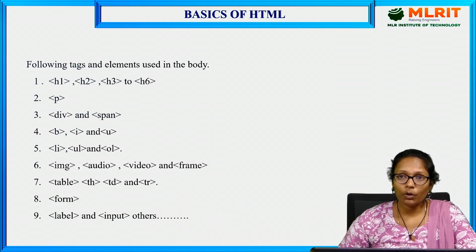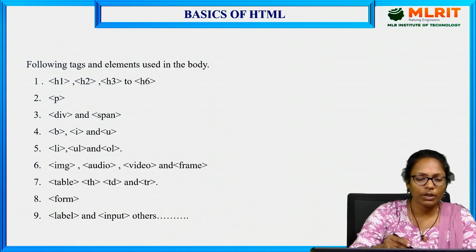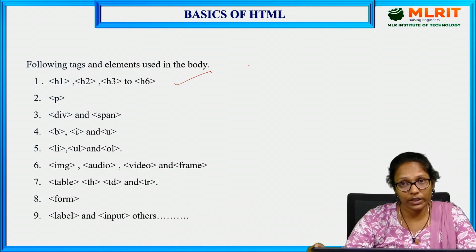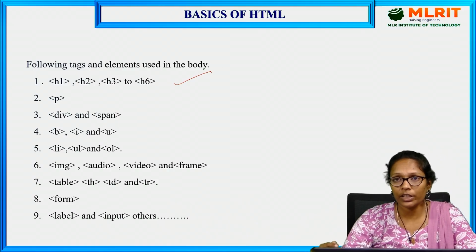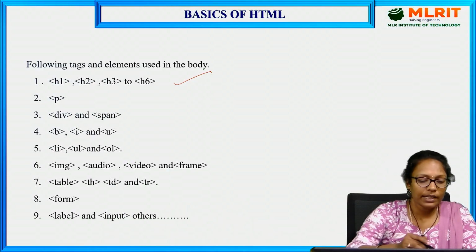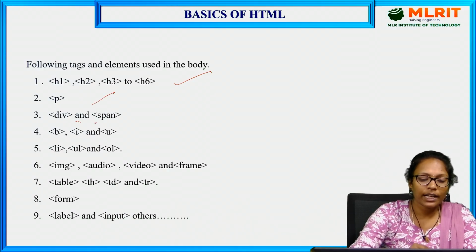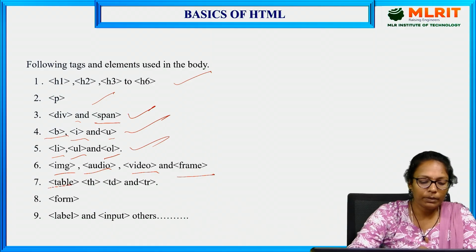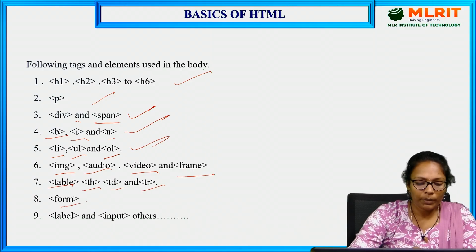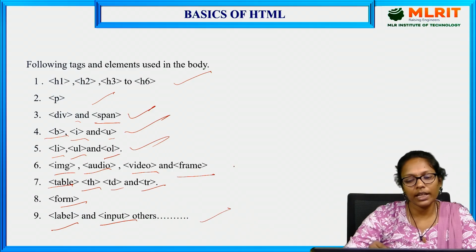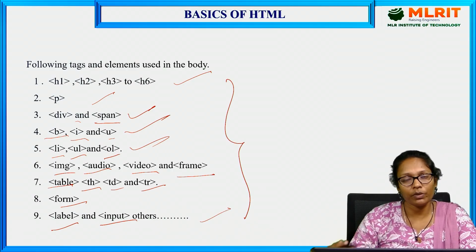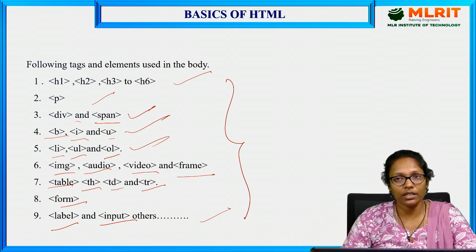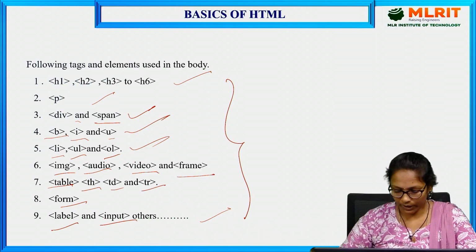So inside the body section, we can use different tags, like H1, H2, H3 to H6 for different heading tags based on the size of the heading. Next, paragraph tag, division tag and span tag, bold, italic and underline tags, list tags, unordered list, ordered list, image tag, audio tag, video tag, and iframe tag, table tags like th, td, tr, form tag, label tag, input tag, and other tags. Whatever web page content you want to create, those tags or elements you can add inside the body tag.